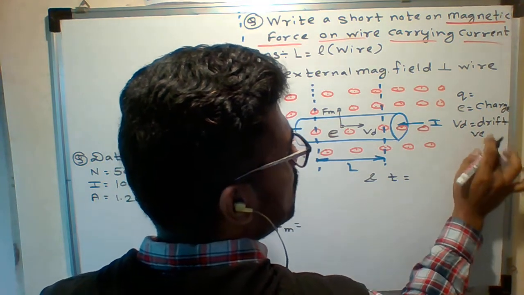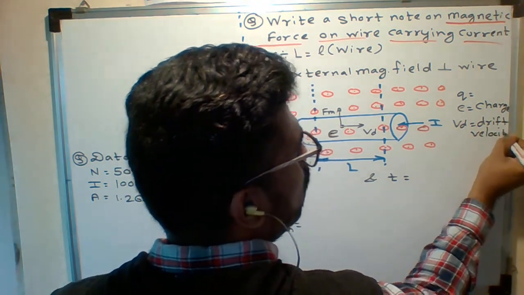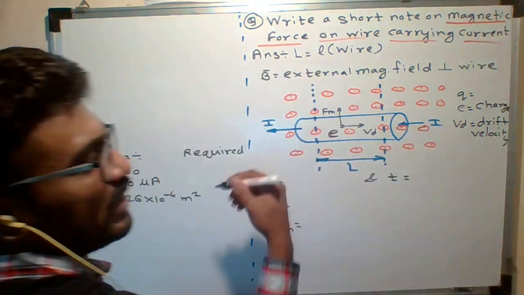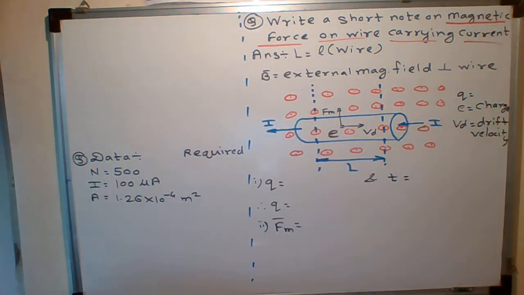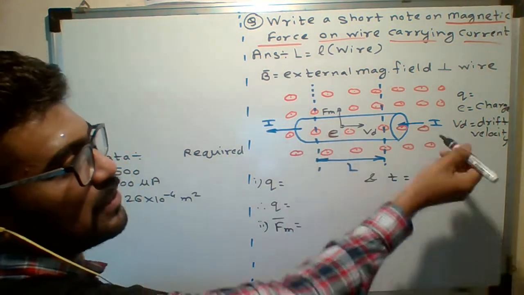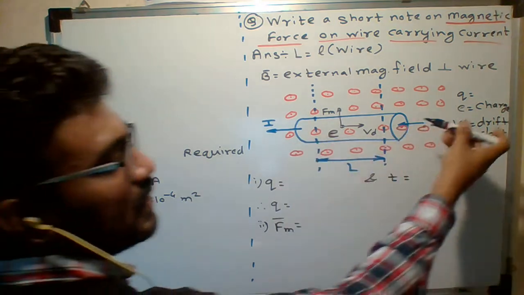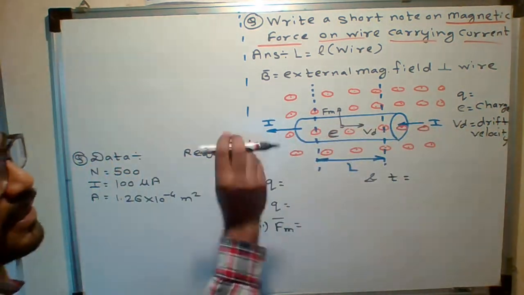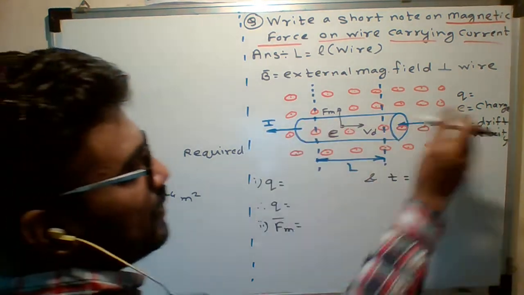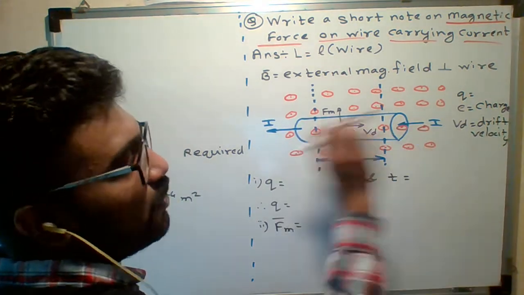Because, as we know, due to potential difference applied across the wire, the electron is traveling. When the electron is traveling, as we know, the electron always moves opposite to the conventional direction of current. Direction of current is from right to left, and the electron will move from left to right. That you know. Okay, that's why I show the direction of this Vd on the right hand side.